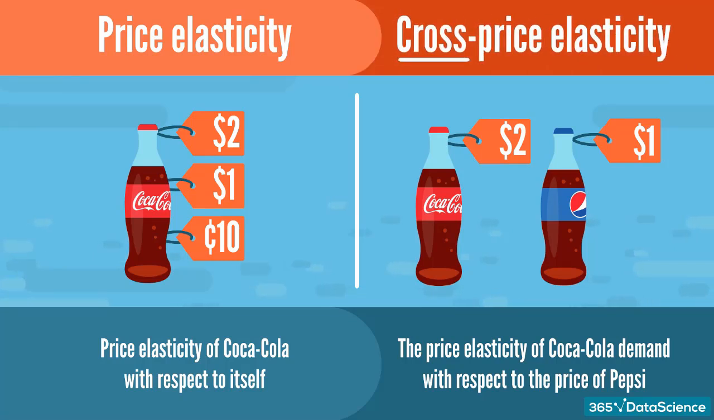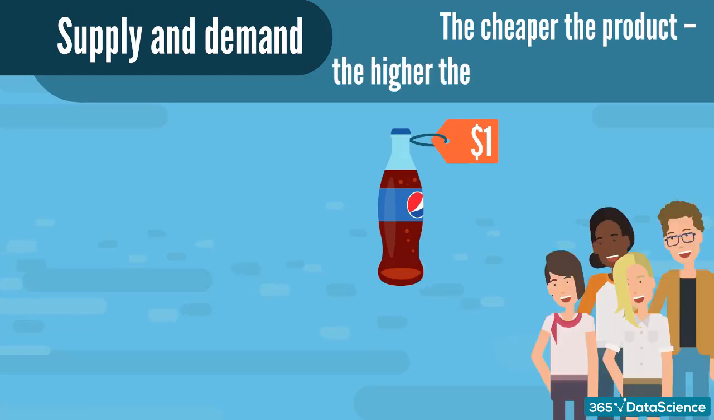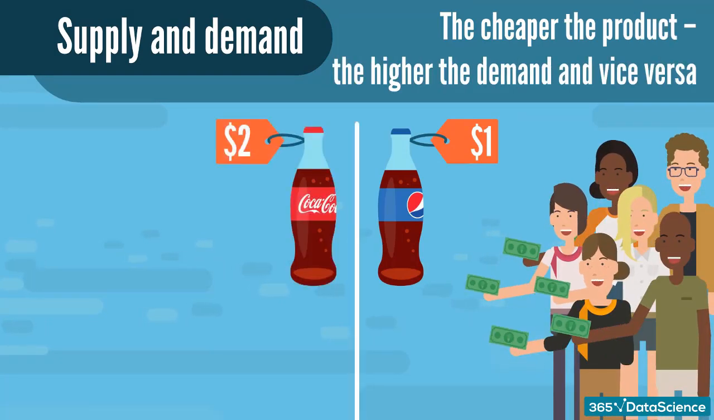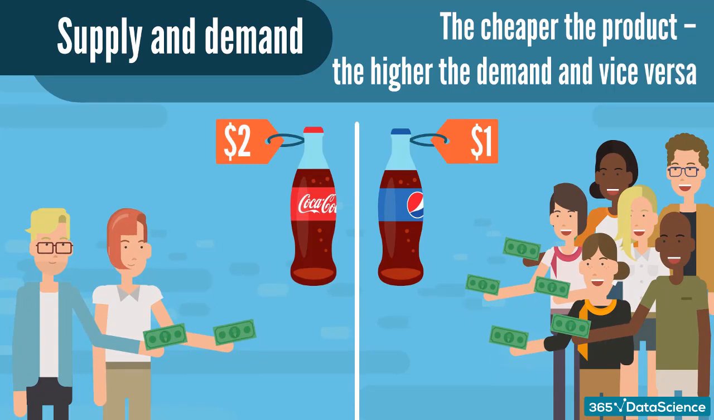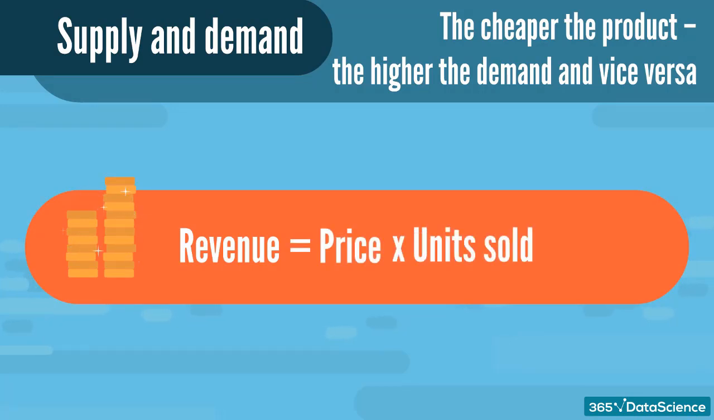Alright, now that we have an idea about what price elasticity is, let's discuss it in economics terms. Price elasticity stems from the basic economic law of supply and demand. The cheaper the product, the higher the demand. The more expensive the product, the lower the demand. Simple as that. It is extremely important for business, though, because there is a sweet spot which maximizes revenue. Since revenue is equal to the price times units sold, we can use this price elasticity concept to find the point at which price times units sold is optimal.